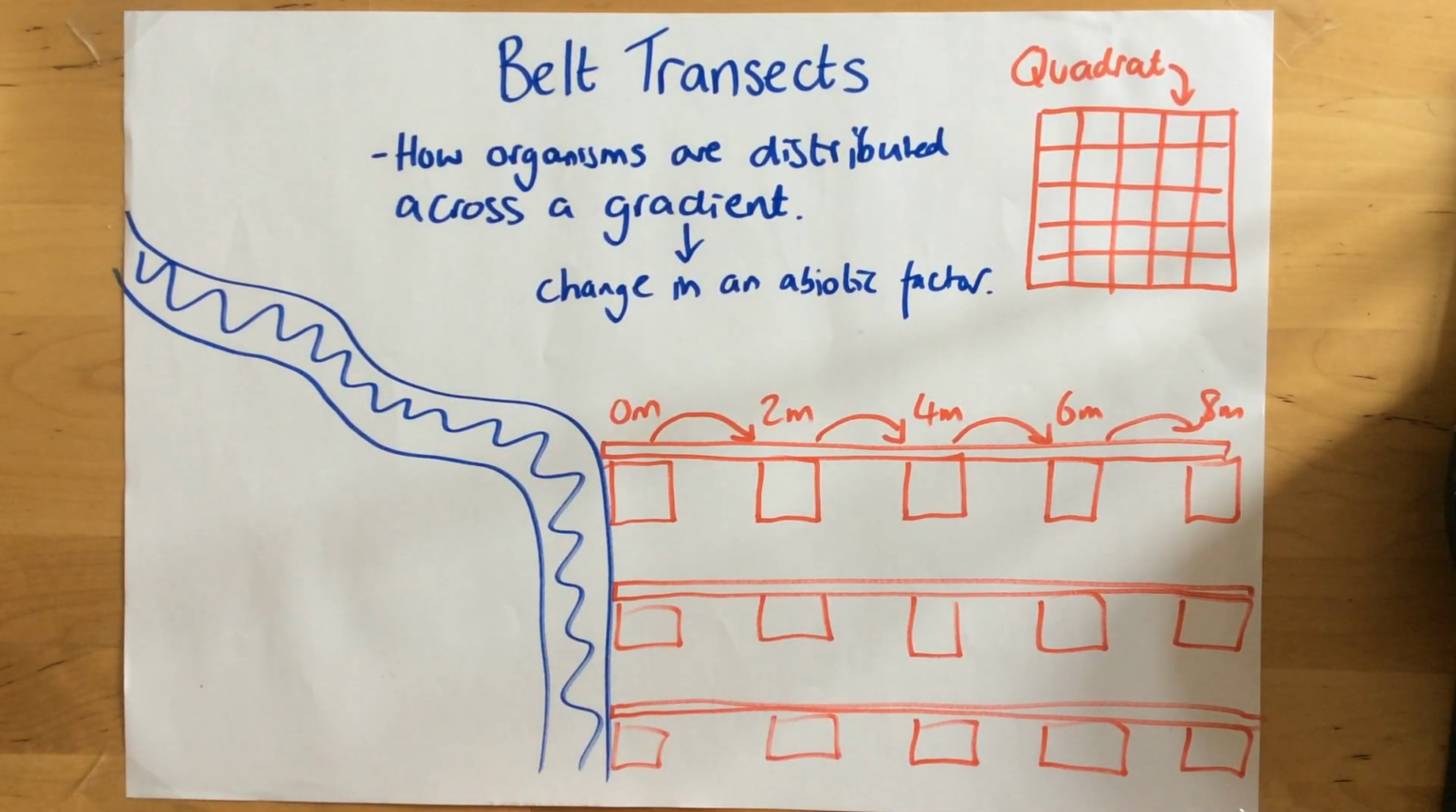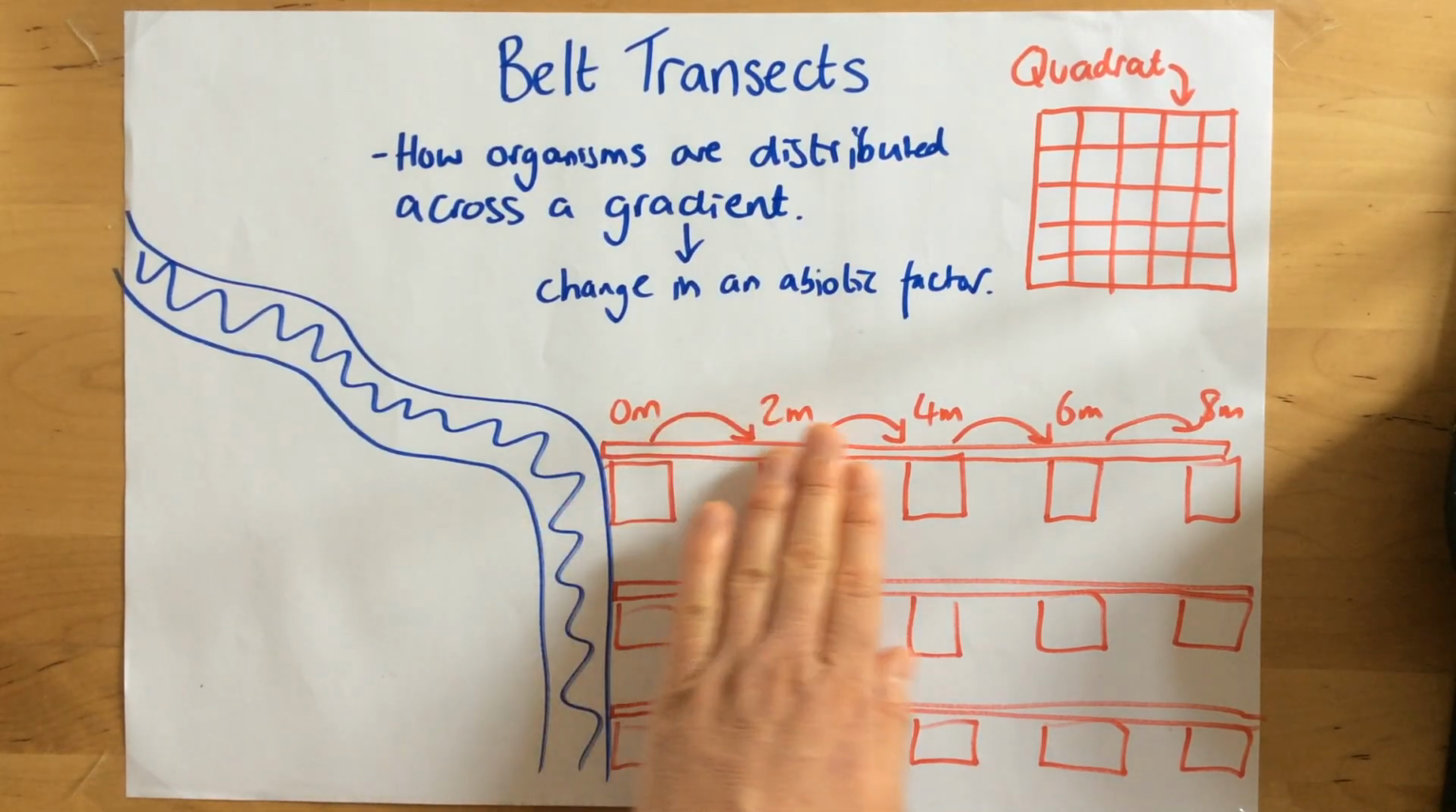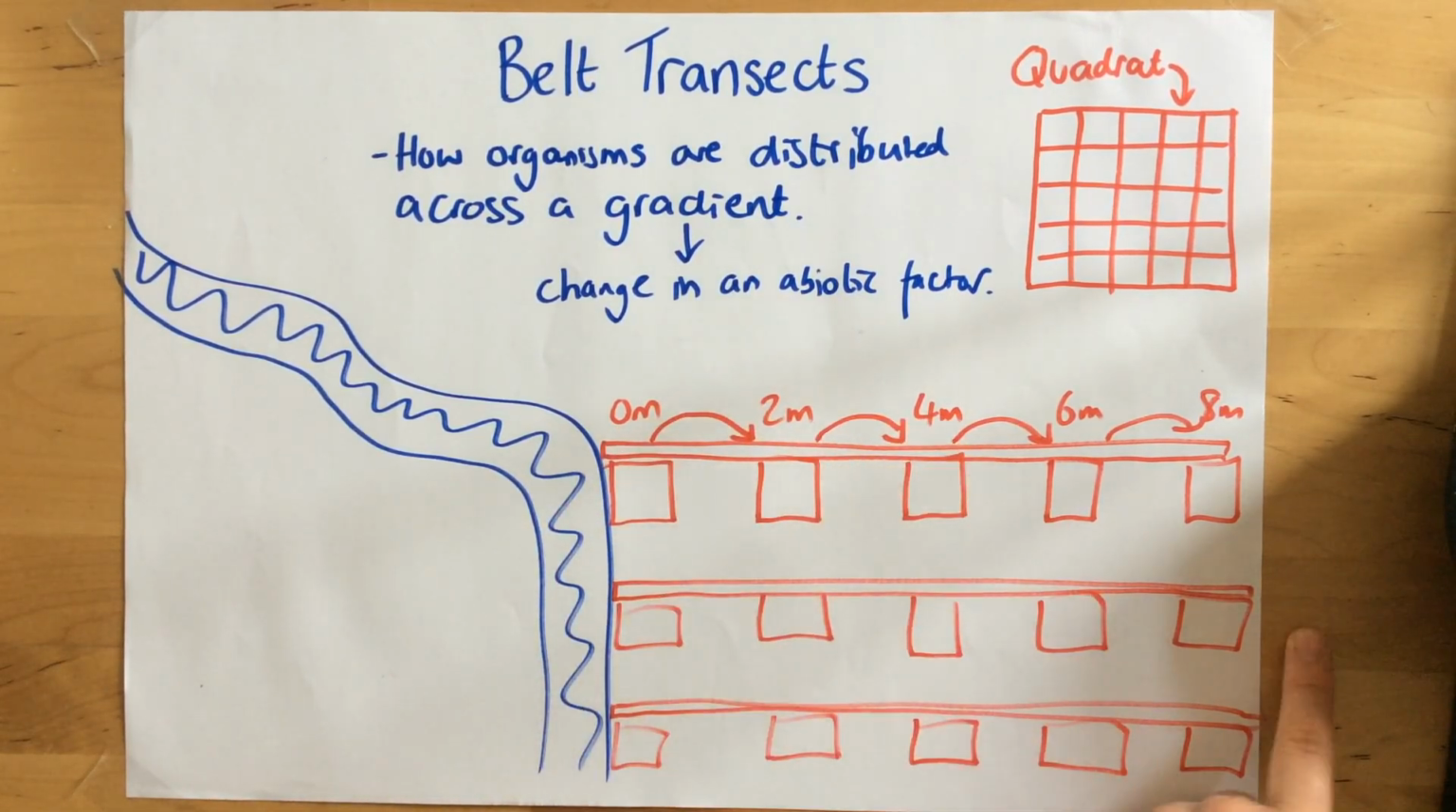Once I've collected all the data, I can then hopefully draw a conclusion to see how the level of water affects the distribution of daisies along a belt transect.